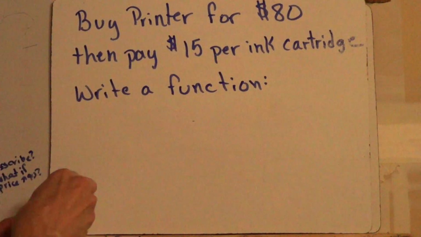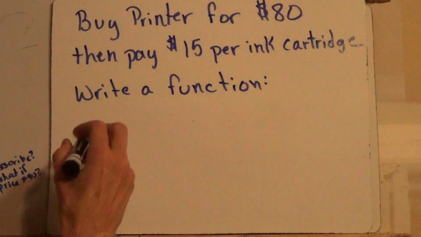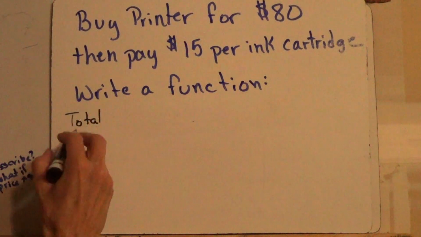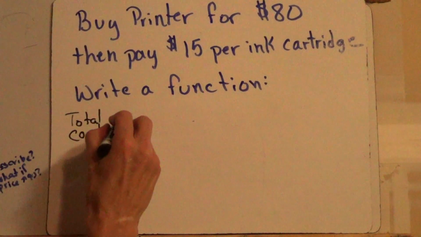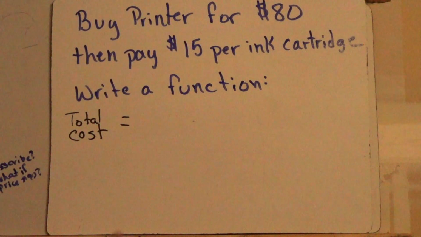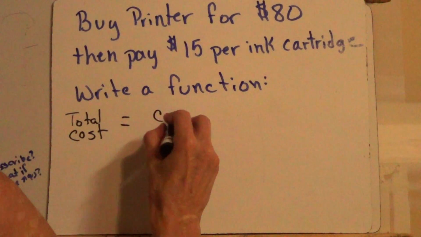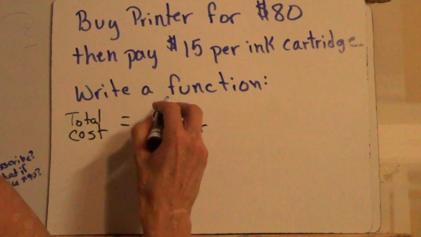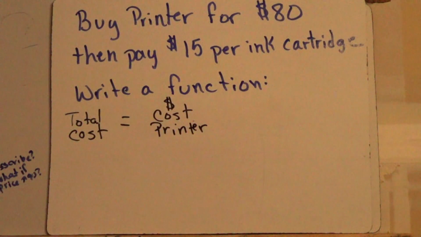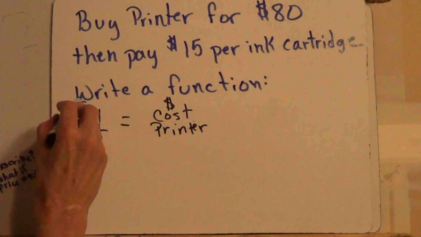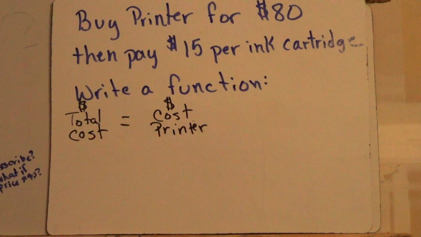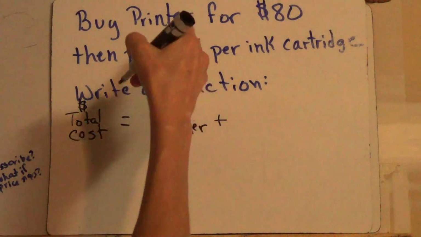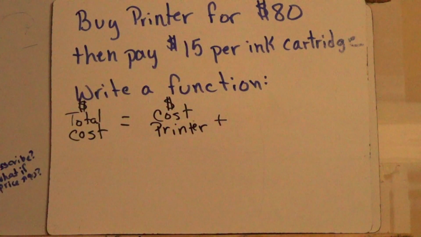So the first thing we might want to go to is our verbal model. We're going to have our total cost equal to, when you go up to the cash register, you'll hand them your printer. So cost of printer. And I also want to put our units here because that should help us to distinguish that everything comes out in money, because that'll be total cost. Along with the printer, they will add what? I hope you're saying $15 for every ink cartridge that we buy.